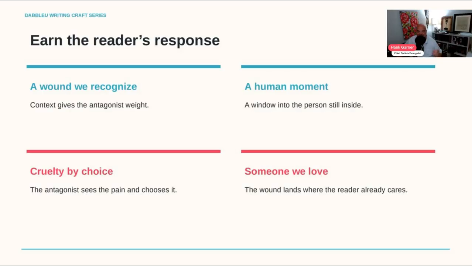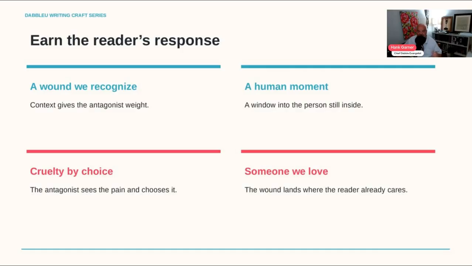The second mode is hateable. The antagonist is built so the reader wants to see him fail. The reader may understand his logic, but the story directs our moral feeling through what he chooses to do. Hate is earned through cruelty by choice aimed at someone we love. The phrase "by choice" matters. A villain who hurts people accidentally may be dangerous, but the reader's response will be different. A villain who sees a vulnerable person, understands the pain he can cause, and chooses that pain because he enjoys control, has crossed the line.